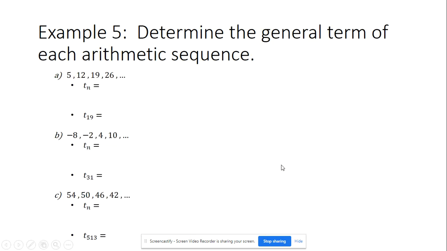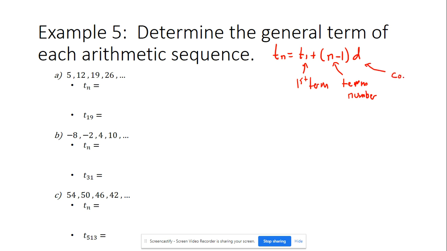All right, so here's how we do this one. Example 5. Determine the general term of each arithmetic sequence. So we have Tn equals T1 plus n minus 1 times d. T1 is the first term. n is the term number. And for general, we want to keep this general, so that's why we leave it as an n in this case. And d is the common difference.